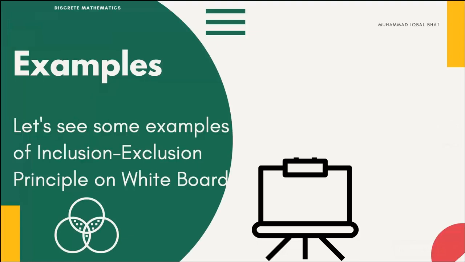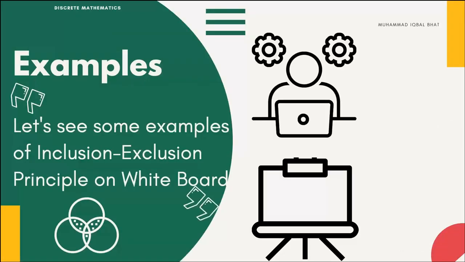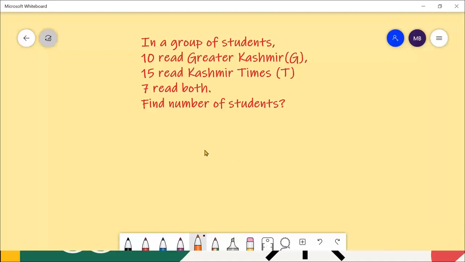Now let us see some examples of the inclusion-exclusion principle, where it is applied to find the answer to certain problems. So let us move again to the whiteboard. So here is the problem.